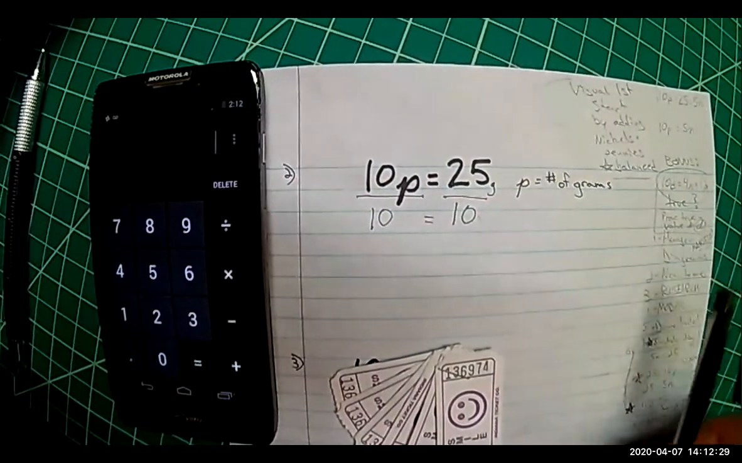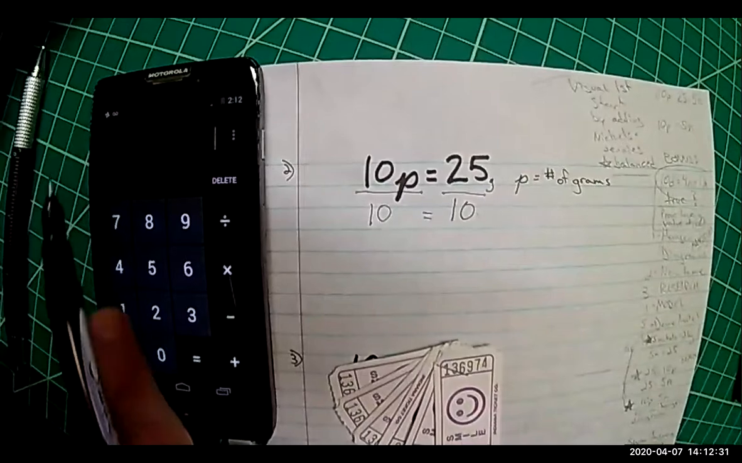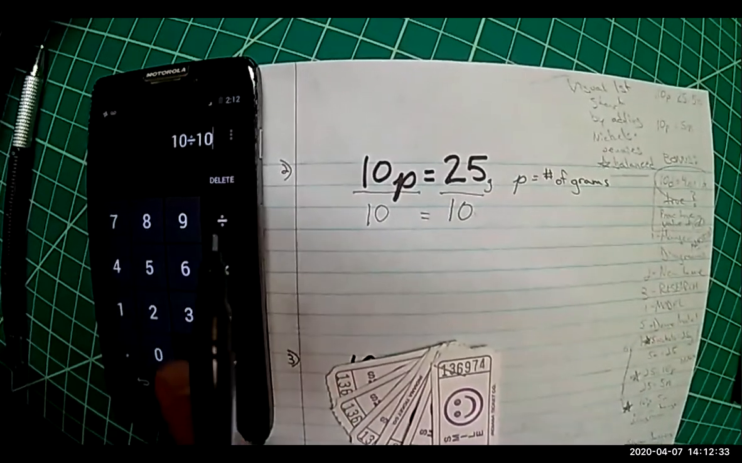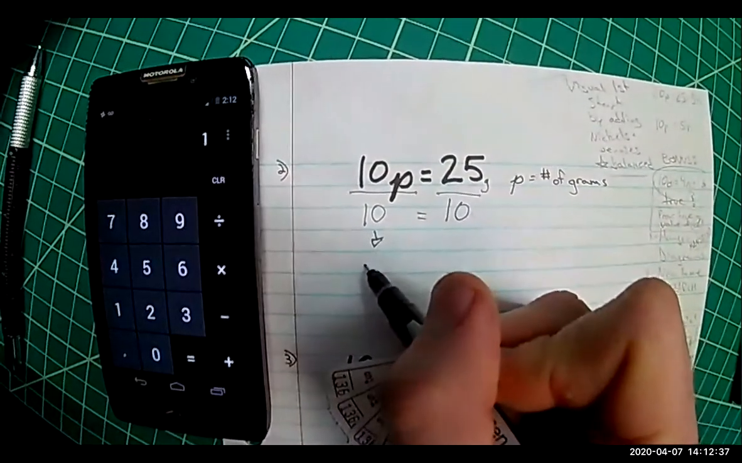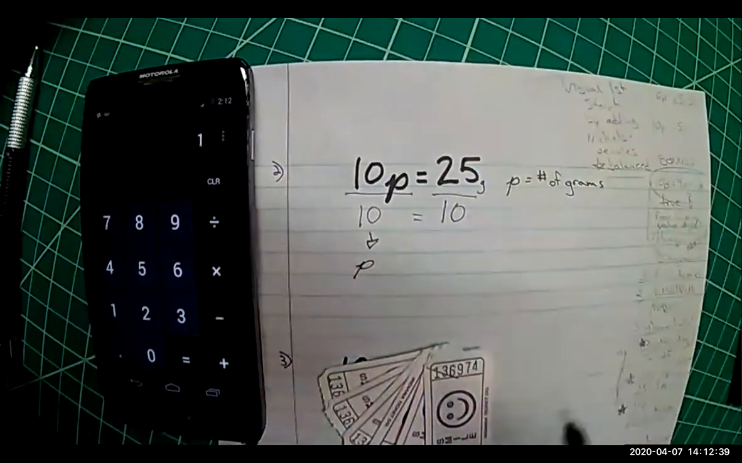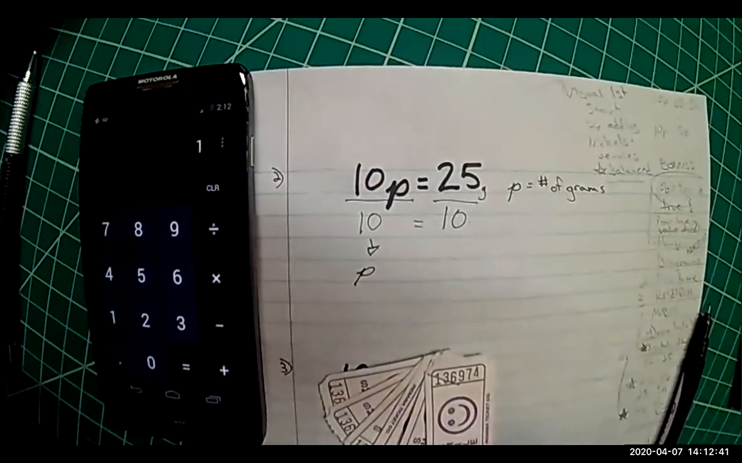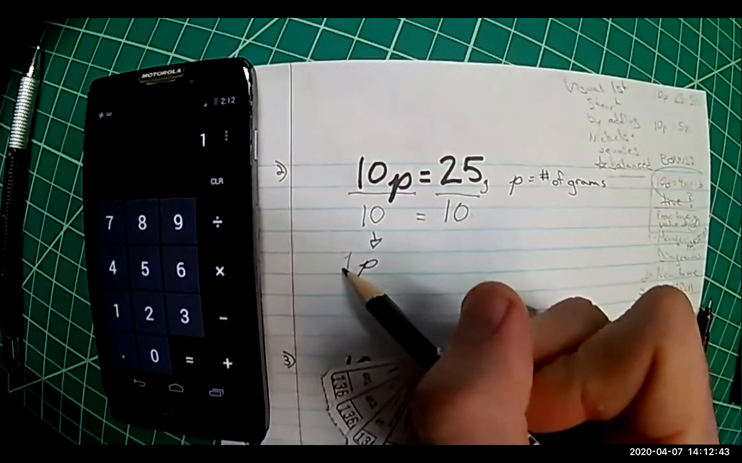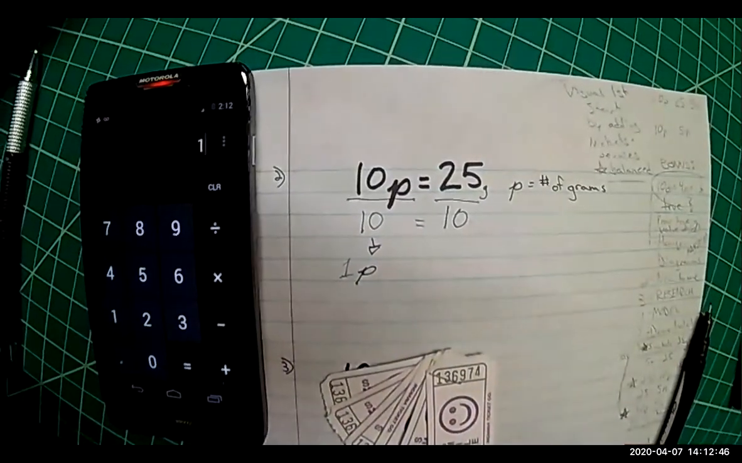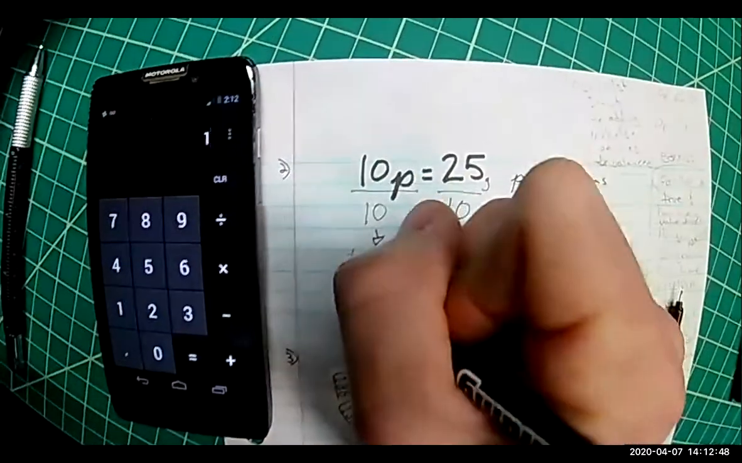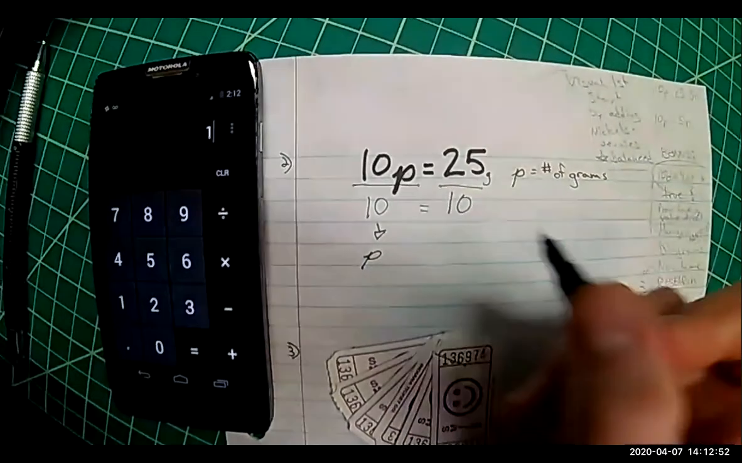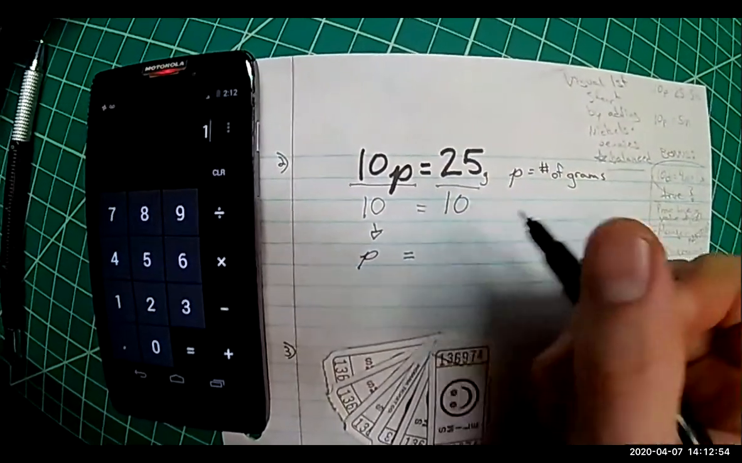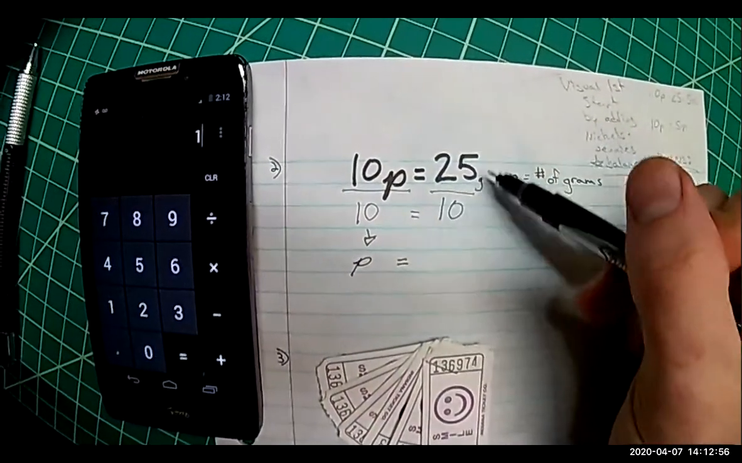Calculator, wake up. So we're going to do 10 divided by 10. We know that's going to give us 1. So we can bring this down. This is going to be only the letter P. And again, there's an imaginary 1 there. I'm going to put that in with a pencil. There's a 1 here. We just don't see it. You can know. It could be our secret. And then this is going to equal whatever we calculate in our calculator.